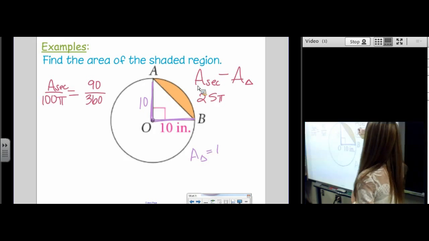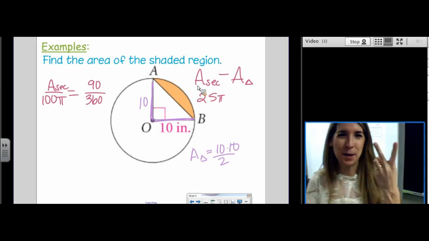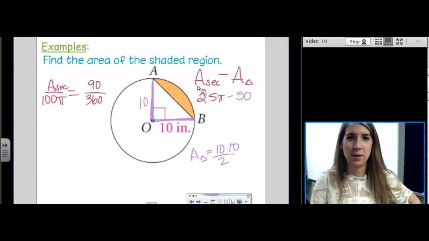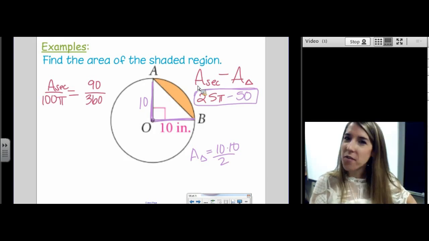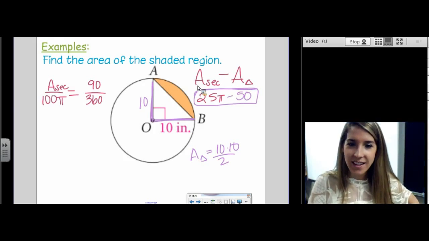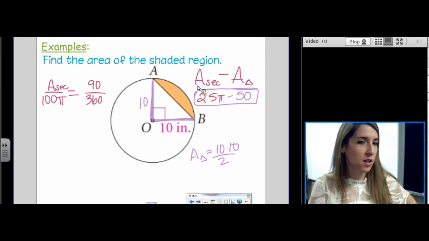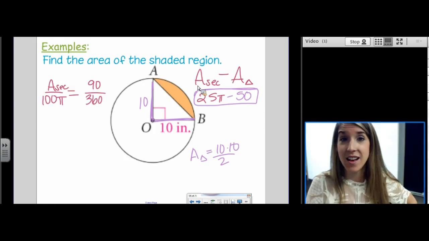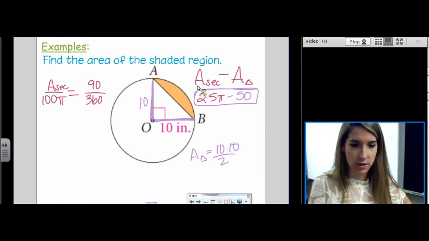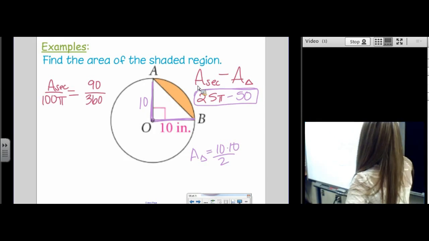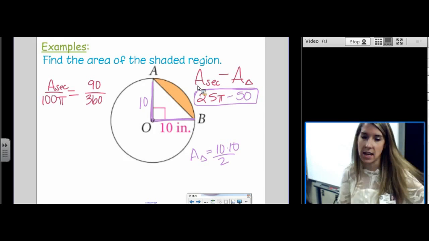And that is the answer. It looks like we have those the wrong way, right? Like, I should switch those. But no, you should not. 25 pi is greater than 50. So the answer is 25 pi minus 50. You don't subtract them, you don't combine them, you don't do anything unless the problem says to round. You might want to put units on it. It would be inches squared because it is an area.